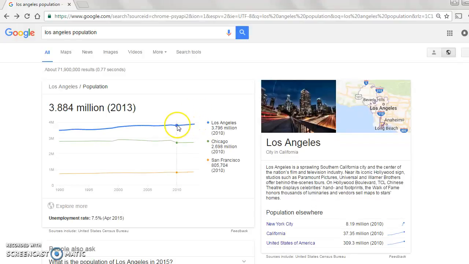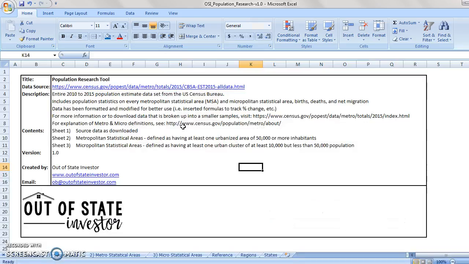There's two problems with just doing it this way. One, notice the data is only current to 2013, so it's a little bit dated. And also, the only statistic you're getting here is the population number, the total number. You don't see migration numbers, and you can't see whether or not the increase in population is due to natural growth, births exceeding deaths, or if it's due to migration or a combination of the two. So that's what this tool is primarily used for.